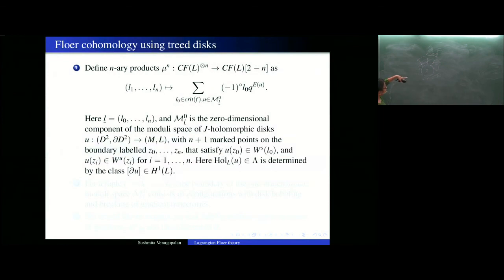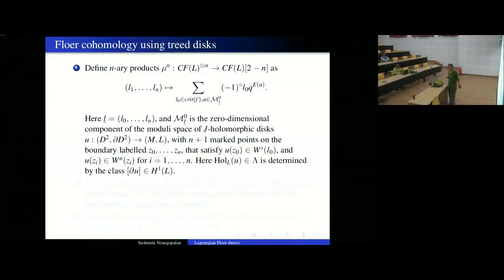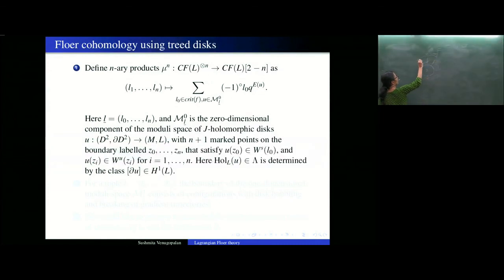Counts of these kinds of configurations are going to define the n-ary product. So if I have n inputs, L1 through Ln, when I say inputs, these are just critical points of this Morse function, which was defined on L. And let me call this L0 for the time being.